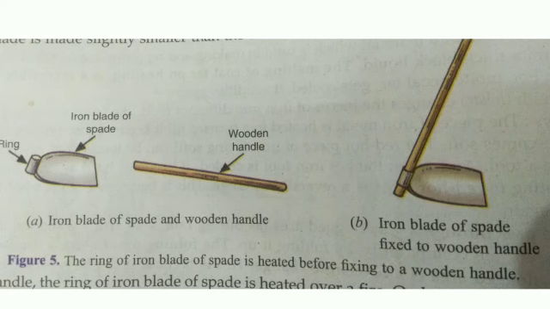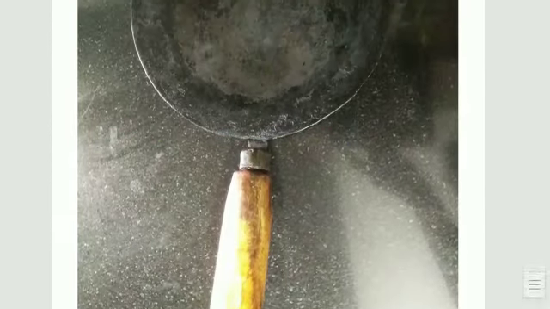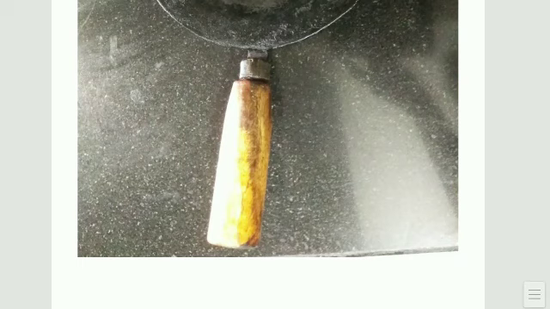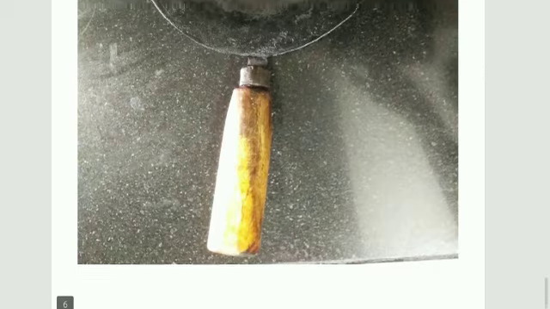Iron blade of a spade. A spade is called kulhari in Hindi. And a wooden handle. The iron blade of a spade is fixed to the wooden handle, same process. Metal is heated and then fixed onto the wooden rod. And this is the tawa. You see it at your home daily. This is also fixed by the process of expansion and contraction.